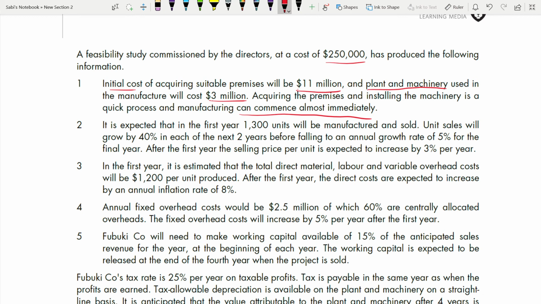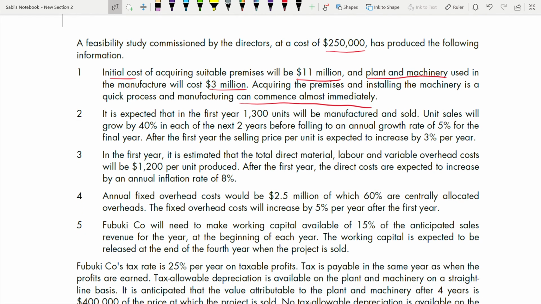Now, coming to point two. It is expected that in the first year, 1,300 units will be manufactured and sold. Unit sales will grow by 40% each of the next 2 years before falling to an annual growth rate of 5% for the final year. That means for the fourth year it will be 5%, but till then unit sales will grow at 40% each of the next 2 years, meaning for years two and three.